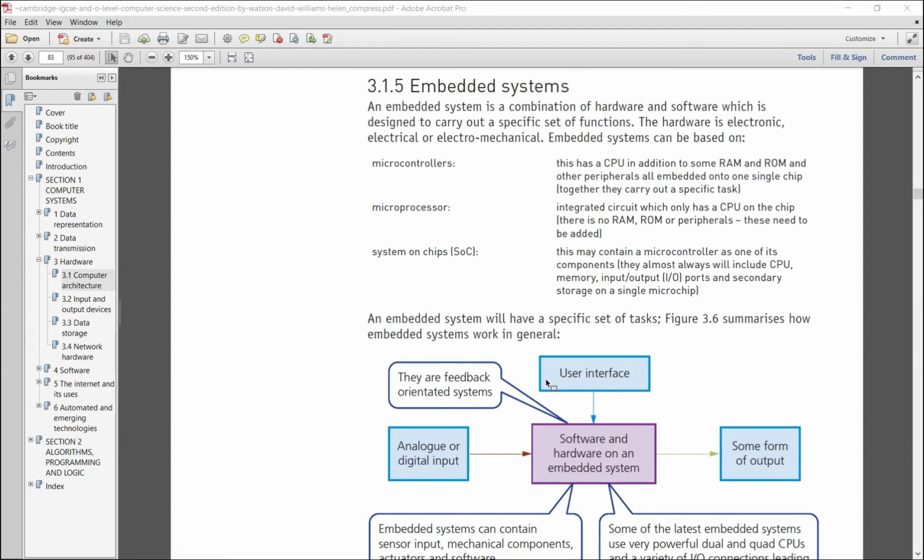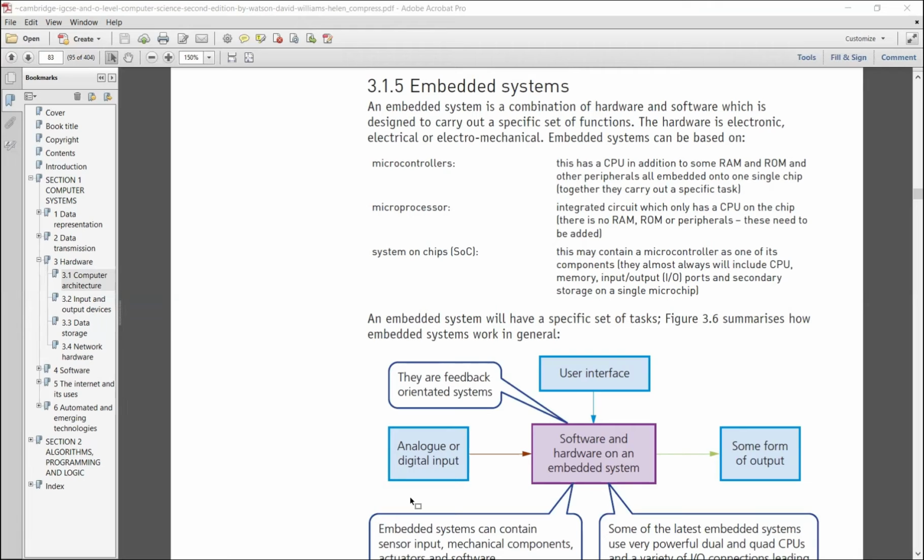And what you need to know is that embedded systems are present in your household appliances, like your microwave oven, your refrigerator, iron. All these things have embedded systems. For example, this can be based on microcontrollers or microprocessors or system on chips. So just try to understand and remember these three basic principles, and then you will be through with questions of any form that come in the paper.